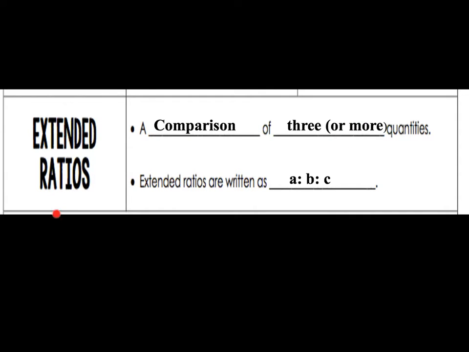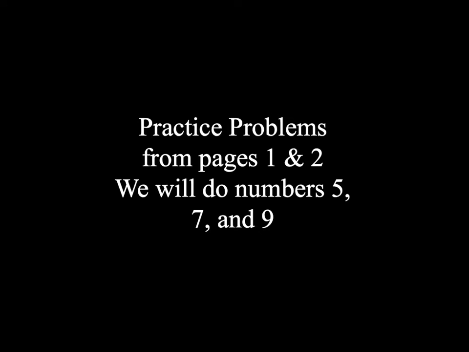So what is an extended ratio? It is a comparison of 3 or more quantities. So when we write our ratios, it's going to be A to B to C. We're going to do some practice problems from the booklet from pages 1 and 2. We will do numbers 5, 7, and 9 together.